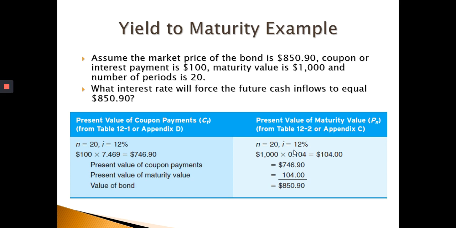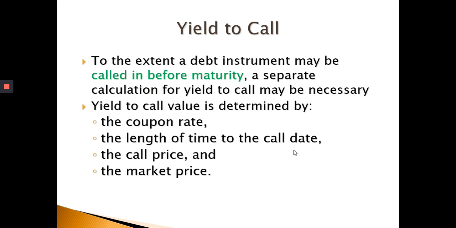Alright, then we have another type of yield. It's called yield to call. Alright, yield to call, you have the special condition where you can settle the bond before it even matures.